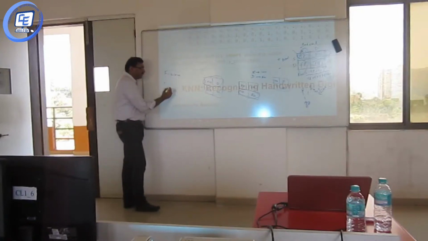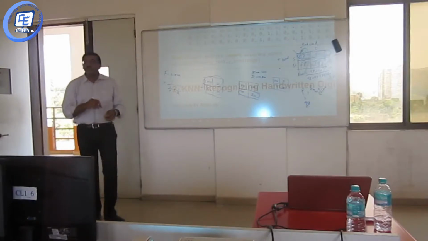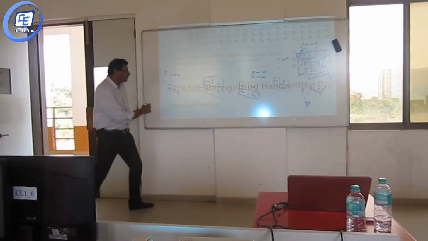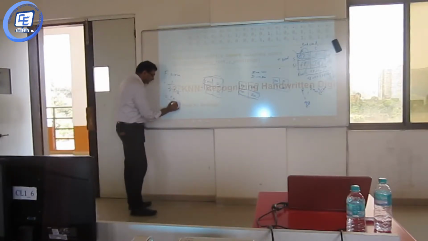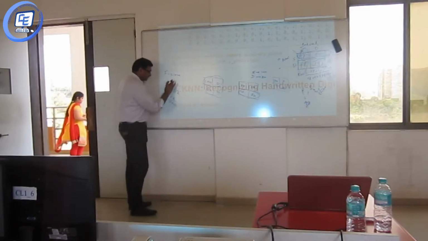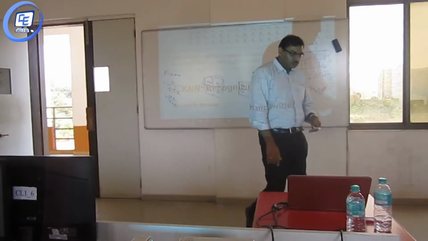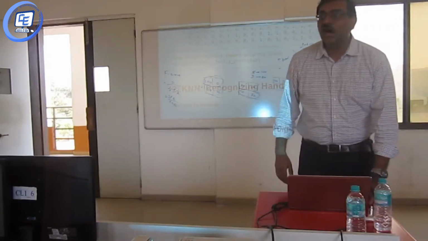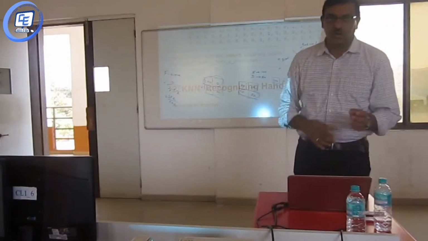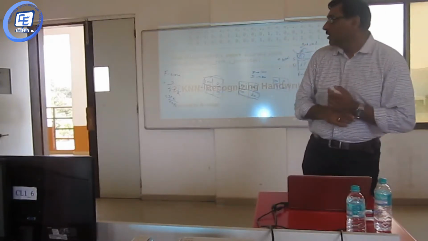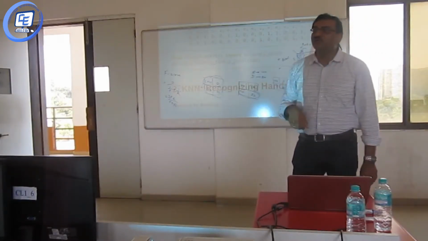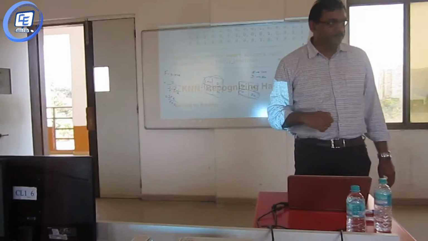F score is defined like this. It is the harmonic mean of precision and recall. If you simplify this, you get 2PR upon P plus R. It is a harmonic mean of precision and recall. Why is that useful? Because it considers the benefits of both precision as well as recall.